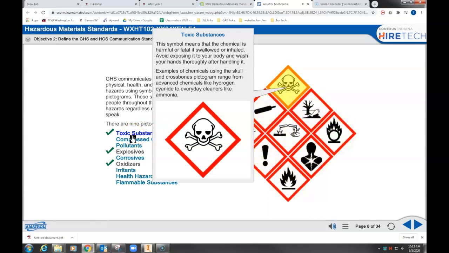Toxic substances. This symbol means that the chemical is harmful or fatal if swallowed or inhaled. Avoid exposing it to your body and wash your hands thoroughly after handling it. Examples of chemicals using the skull and crossbones pictogram range from advanced chemicals like hydrogen cyanide to everyday cleaners like ammonia.